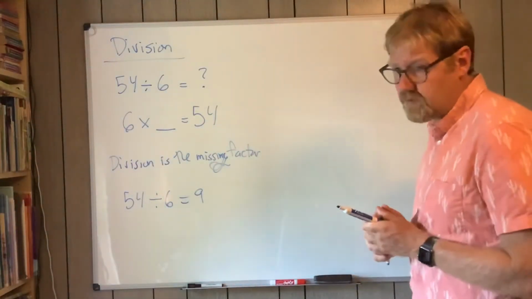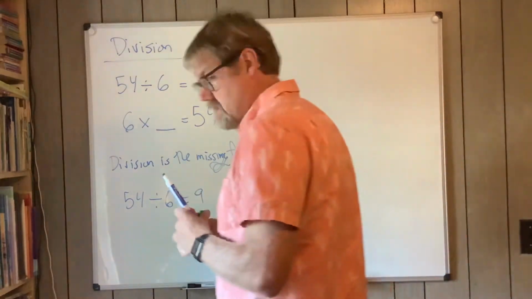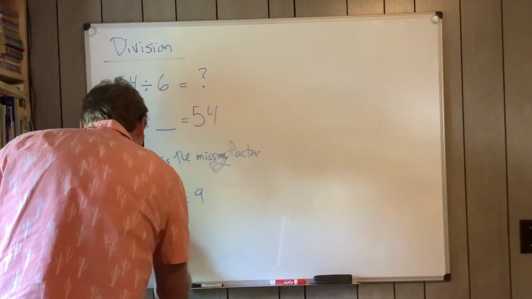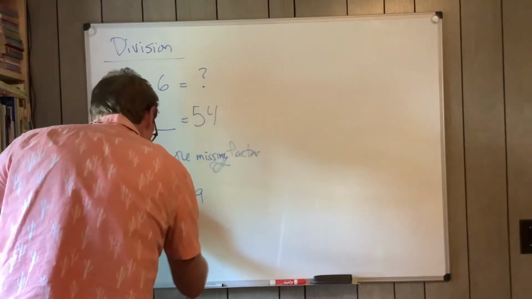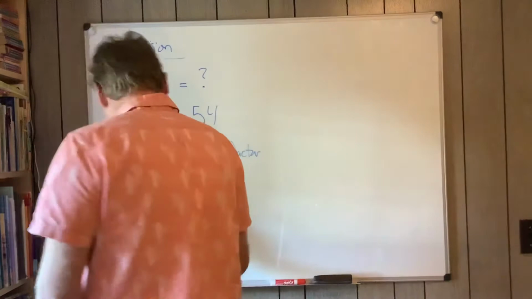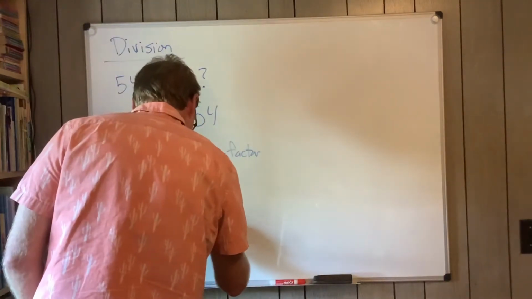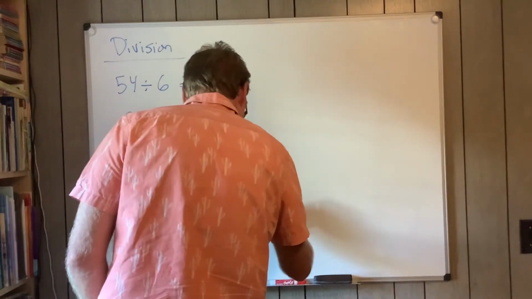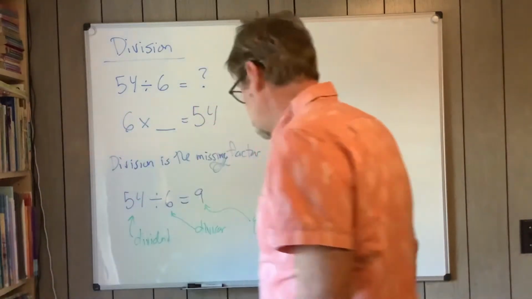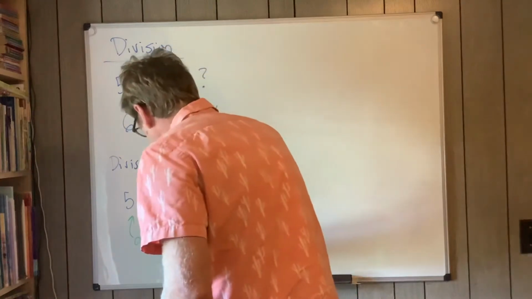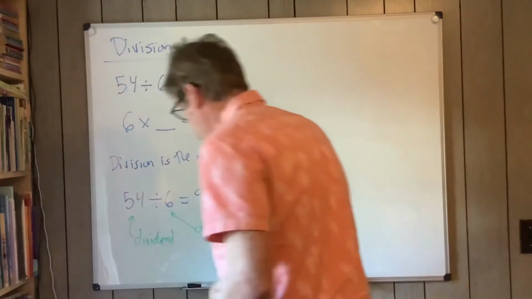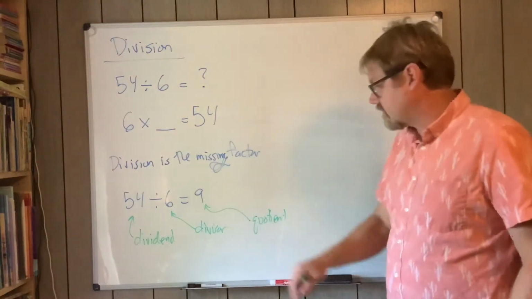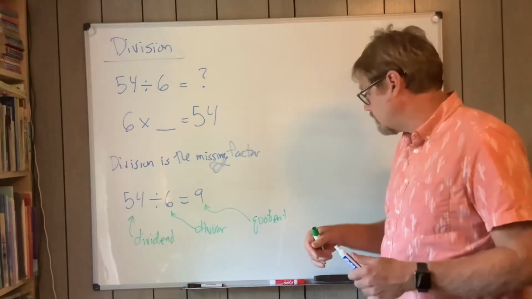So let's write down what all these things are. Dividend, divisor, and quotient. These are very close to each other, so it's maybe a little bit confusing.